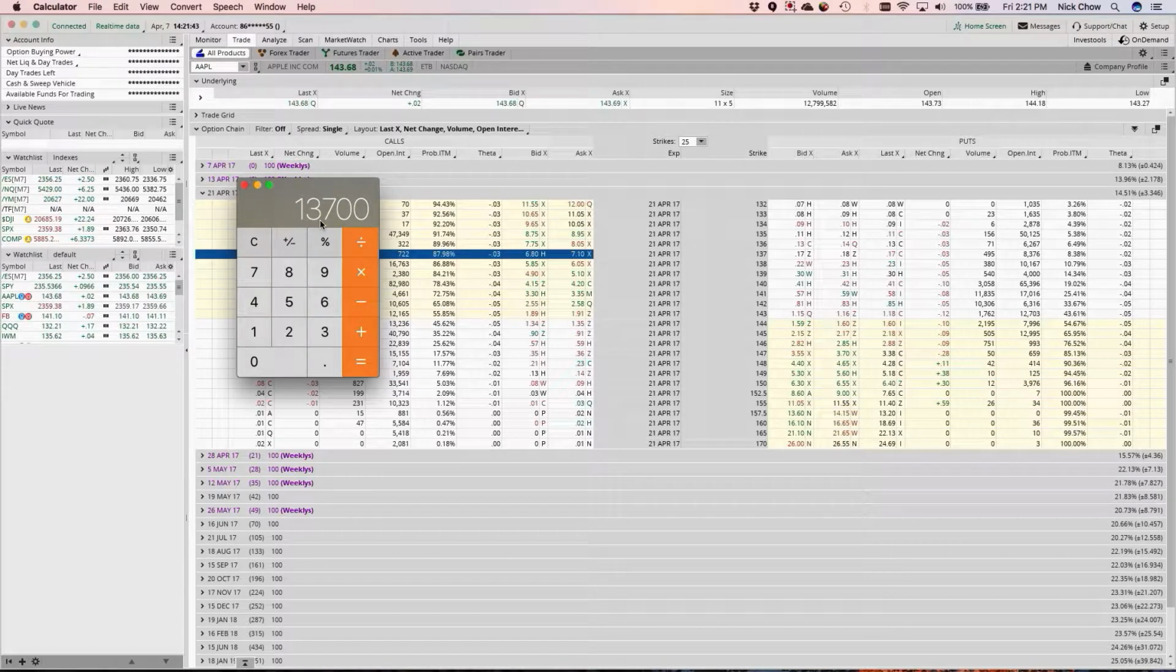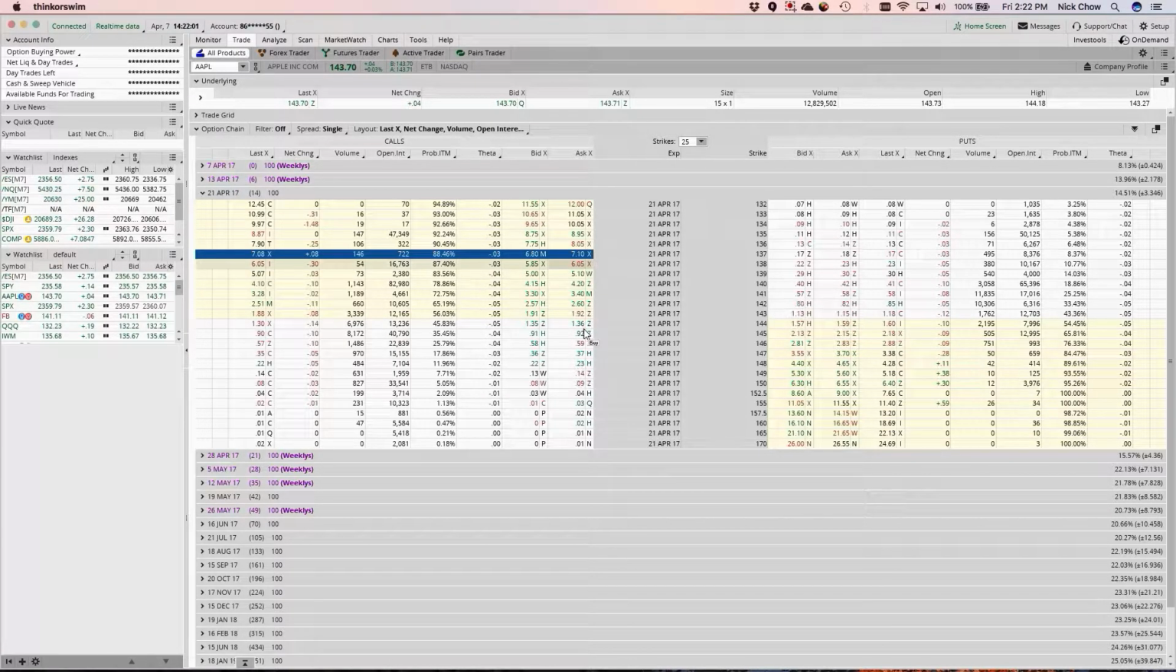You're going to have to pay an additional $13,700. So that's typically why we don't exercise options, because unless you're in it for the long haul, like 5-10 years, we don't typically exercise the option. We typically just trade the premium.